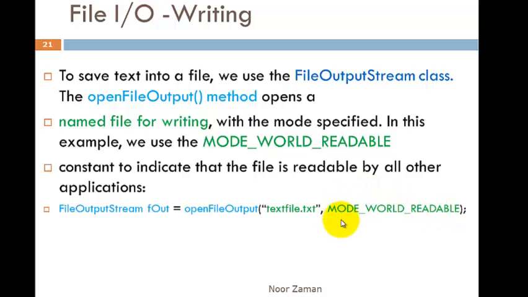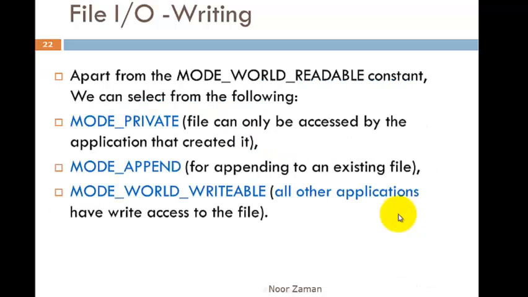This is totally different from the mode we used in our previous example with shared preferences, where we used the mode private. We use the mode private when we want that no other application can read or write with our application. Here this mode is different. So now we can also use other modes besides mode world readable. For example, these are the other modes.